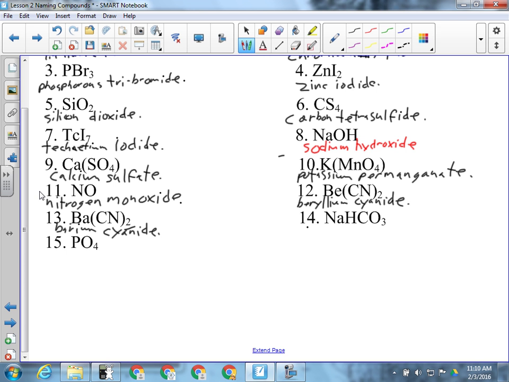Okay, number 14, we've got sodium with HCO3. Again, we've got more than 2 elements here. So one of these is a polyatomic ion, and it's HCO3. This stuff is sodium hydrogen carbonate. What's the common name for that stuff? Baking soda.